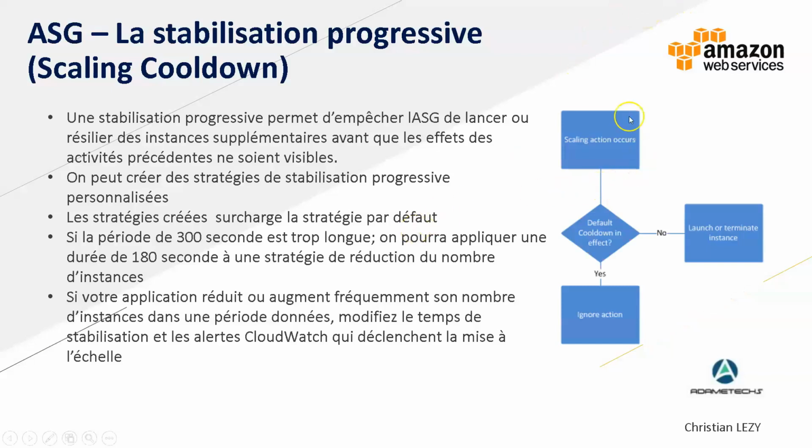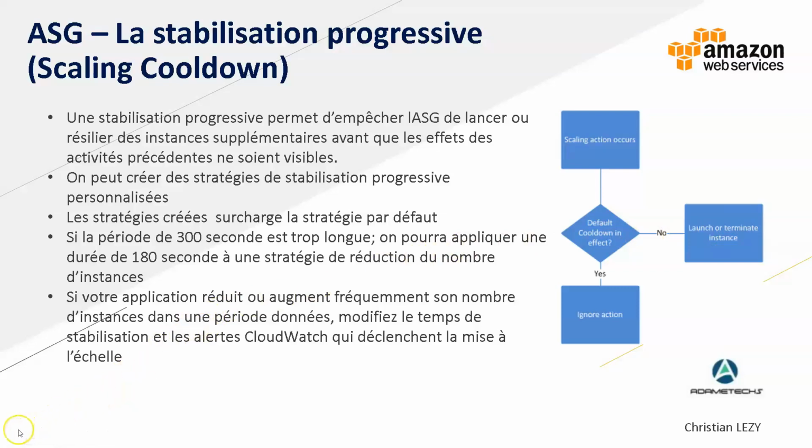This diagram, taken from the AWS website, shows the following. There are several possible actions. We have a scaling that is taking place. We are going to ask the question, is the cooldown period still in progress? If so, we ignore the new scaling. If the answer is no, we reduce the number of machines or increase it.